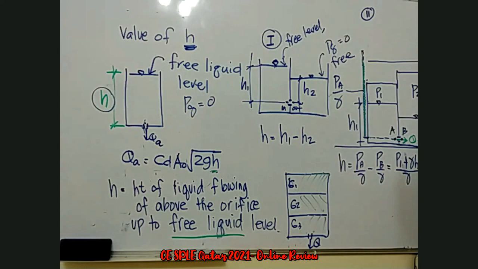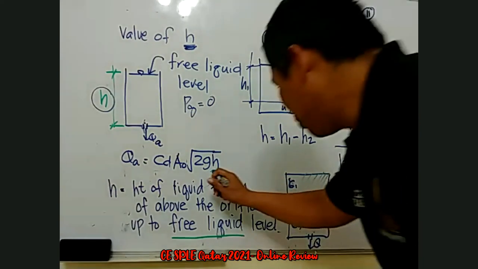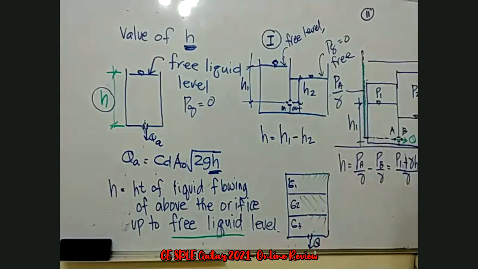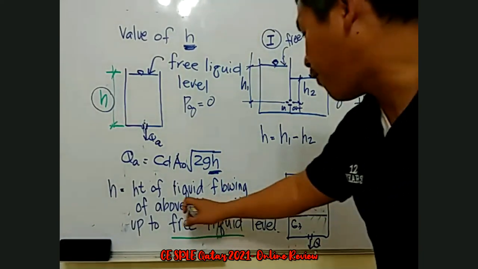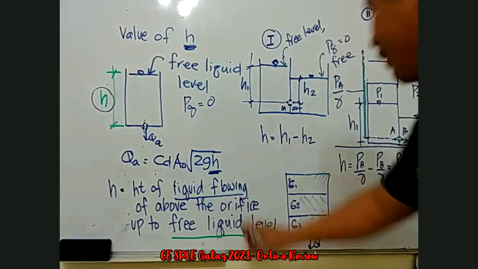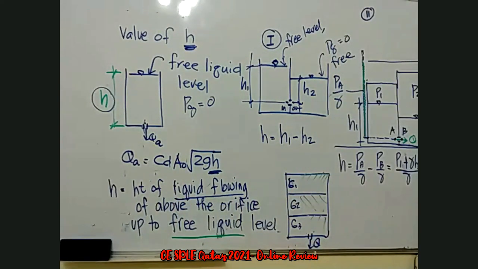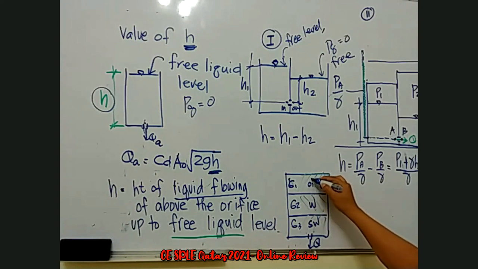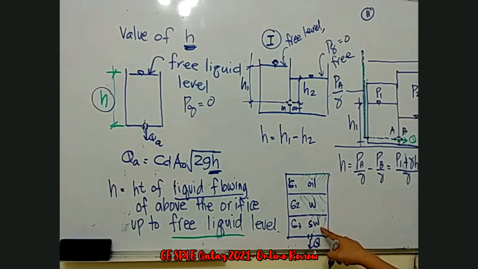So magkaiba yung mga liquid. Ang tatandaan nyo yung H. Ito yung H, no? Height of liquid flowing out. Kaya sabi ko, height of liquid flowing out. Sabihin natin ito is salt, let's say seawater. Let us say ito is water and ito is oil. Lalabas yung una yung mabigat.